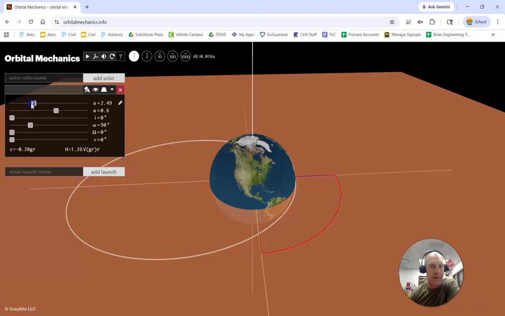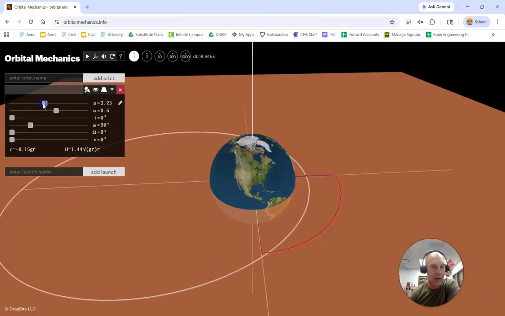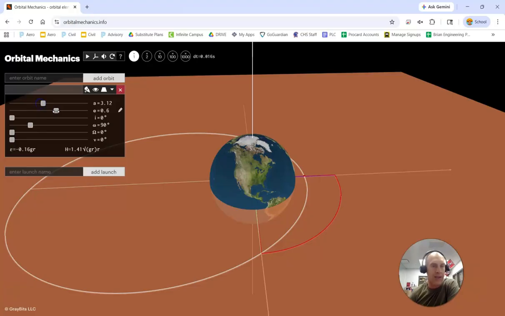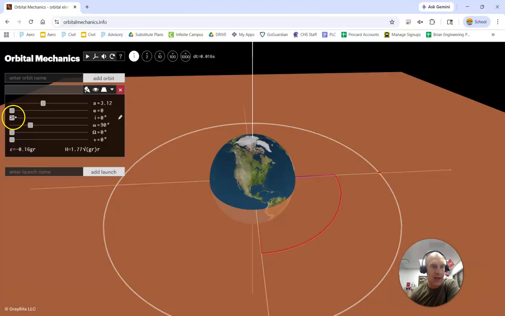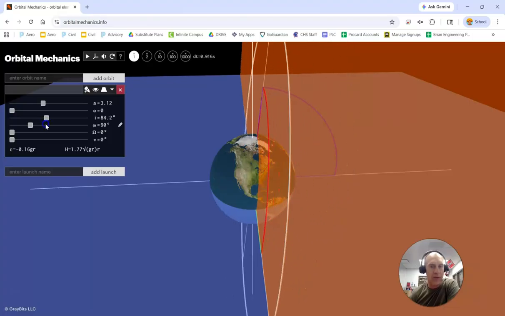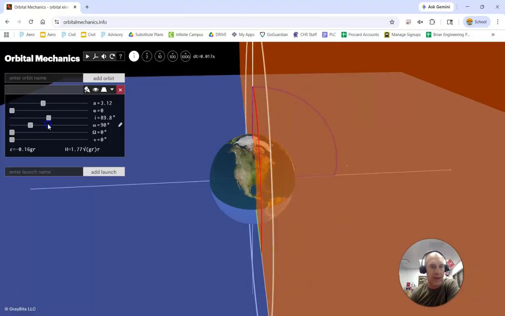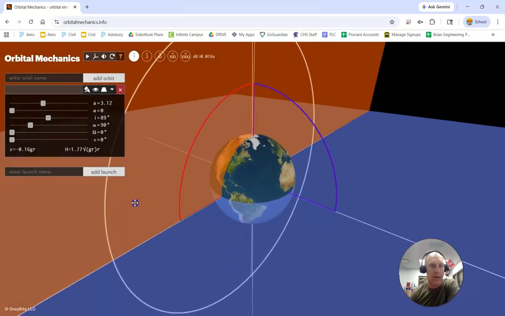A is semi-major axis. As we change this, we're changing the size of the orbit. E is eccentricity. If I make this 0, we have a circular orbit. And I is your inclination. I'm going to set this inclination right now to 90 degrees, and that's going to be the easiest way to review these. 89 is close enough.